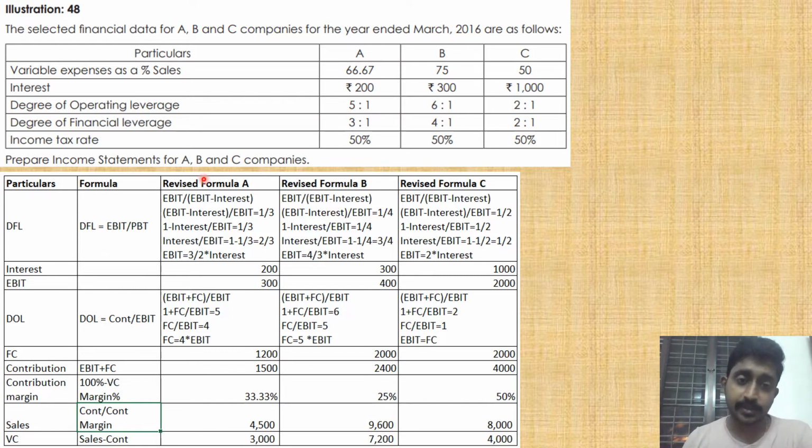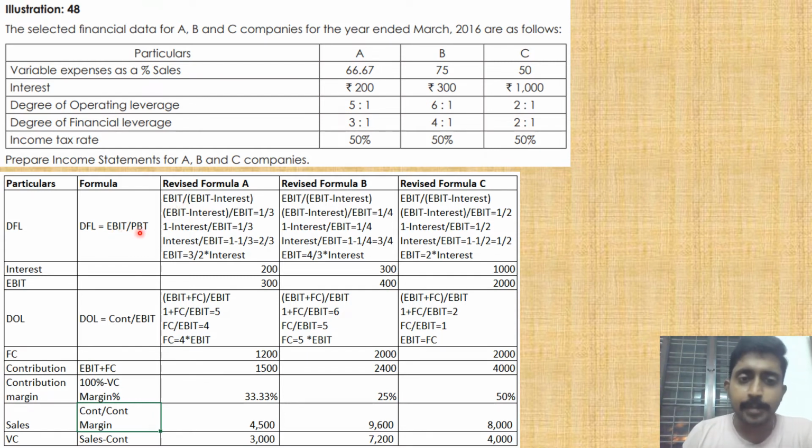So how to find these items? Now the formula: I am taking the degree of financial leverage. What is degree of financial leverage? EBIT divided by EBT. EBT can also be said as profit before taxes. So now we are going to use the clues given in the question to find all possible details to make an income statement or a P&L on our own.